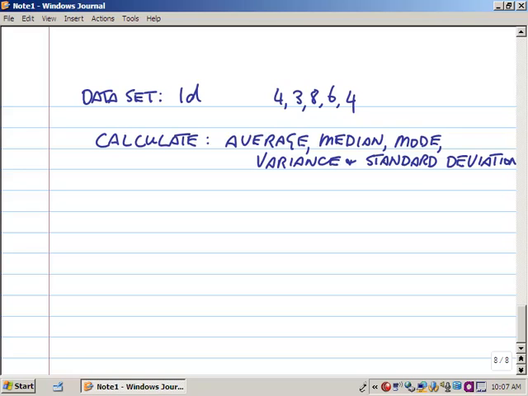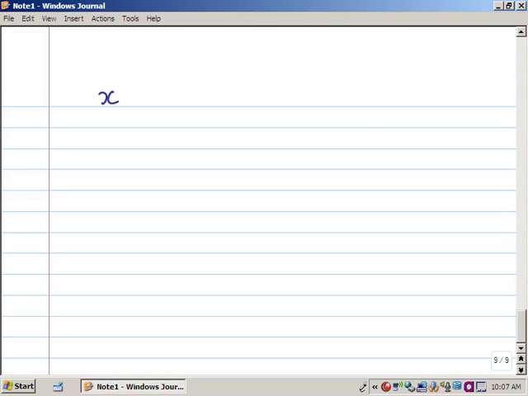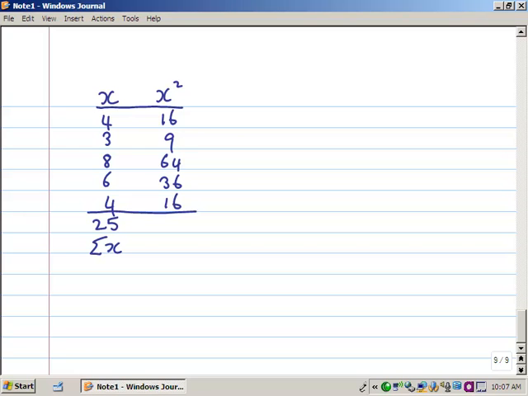Alright, so at this point, hopefully you'll pause this and continue once you've done these calculations yourself. Alright, so as before, I'm going to use the same calculation setup. I'm going to put it in a table. It's 4, 3, 8, 6, 4 are our data points. Square those, you get 16, 9, 64, 36, 16. Add these columns. X's add up to 25, so sigma x is 25. The x squareds add up to 141. So that's sigma x squared.